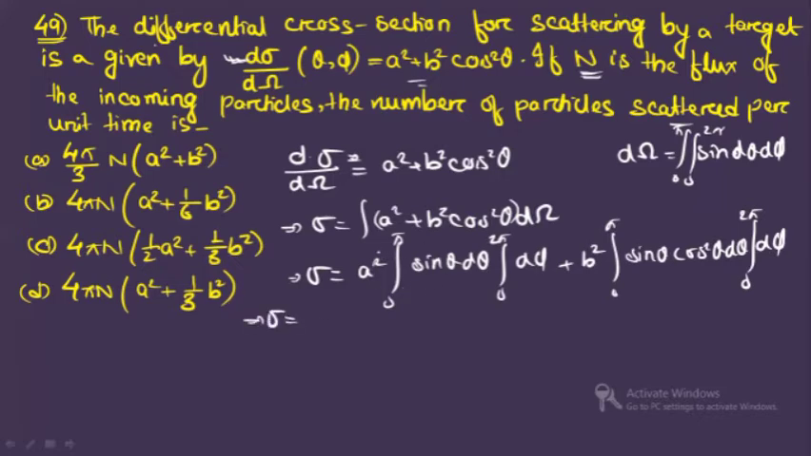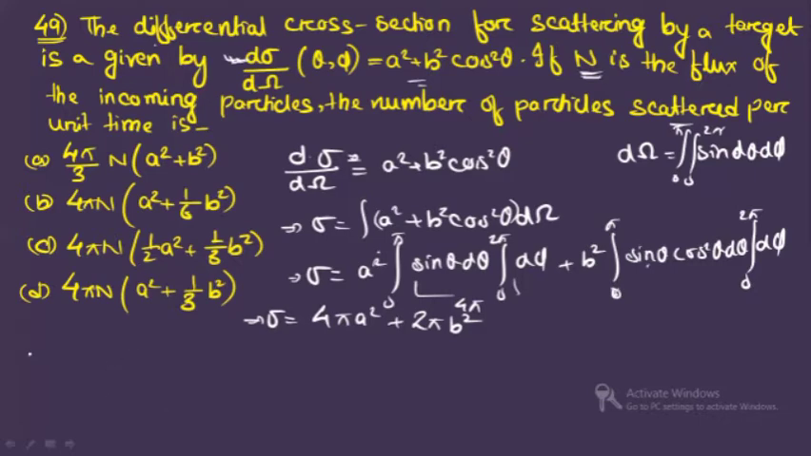So now if you see here, sigma will be equal to what? This integration will give us, from 0 to pi and 0 to 2 pi, the entire integration value 4 pi. So we will have the first term to be 4 pi a square plus, now the integration of d phi from the limit 0 to 2 pi gives 2 pi. B square is the constant term. Now we will see the integration of sine theta cos square theta d theta.